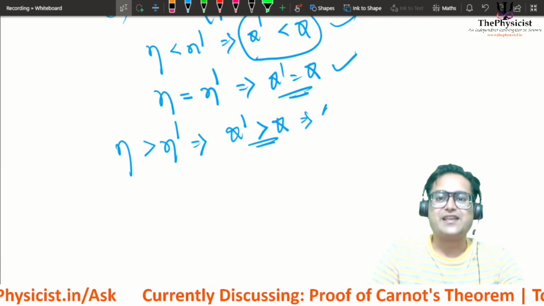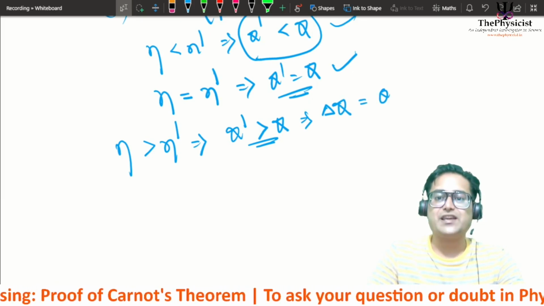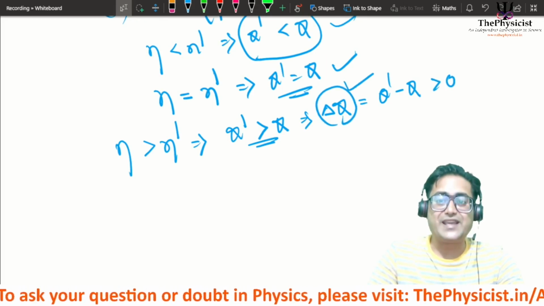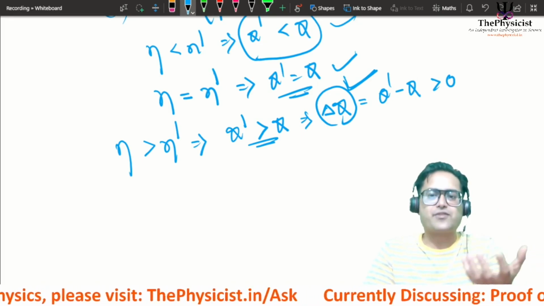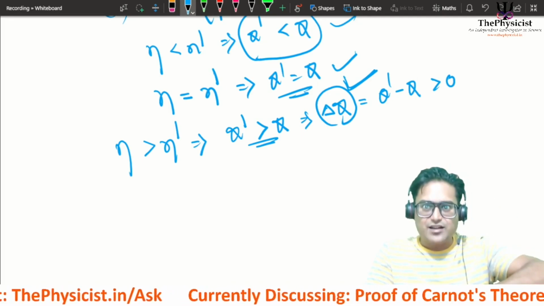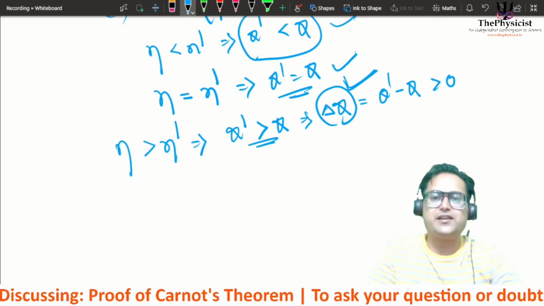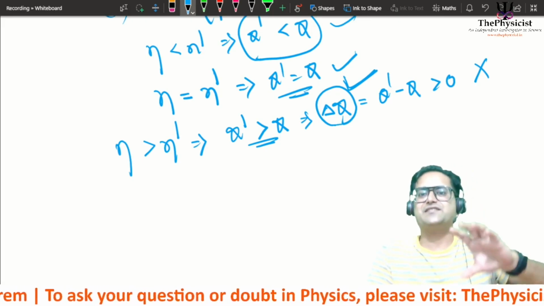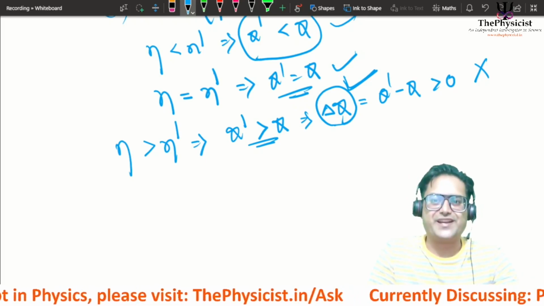That means there is a net heat that you created, which is Q dash minus Q, which is greater than 0. That means you have created some heat. Where did this heat come from? That came from the sink, the low temperature body, and it is going to the high temperature body spontaneously, which is a violation of the second law of thermodynamics. Again, it's a violation of the first law also, because you have created some energy. It's impossible to create energy, right?